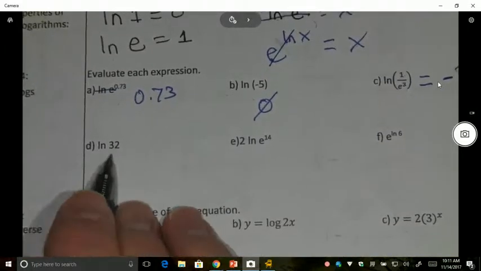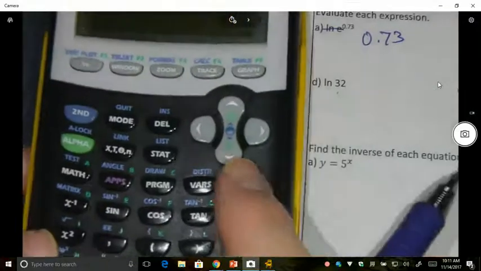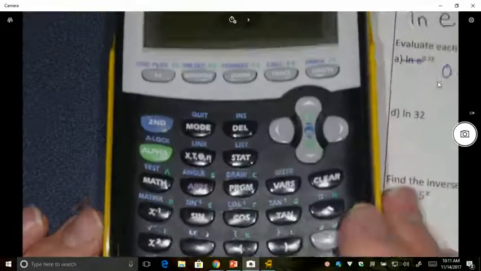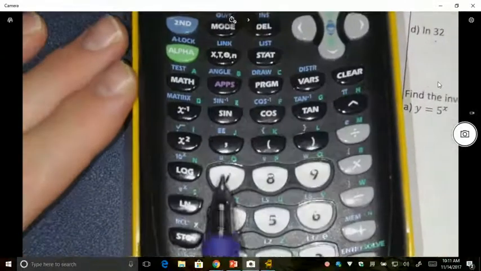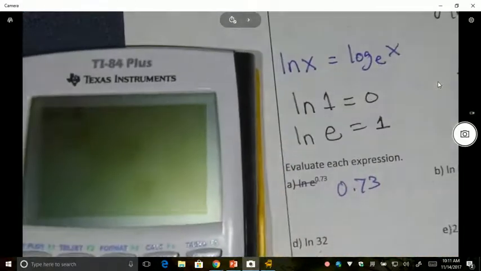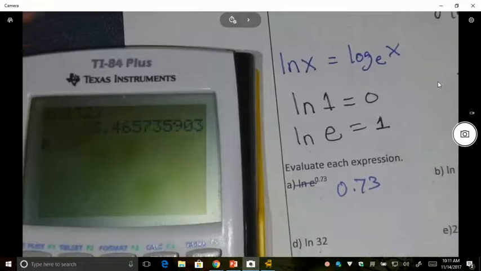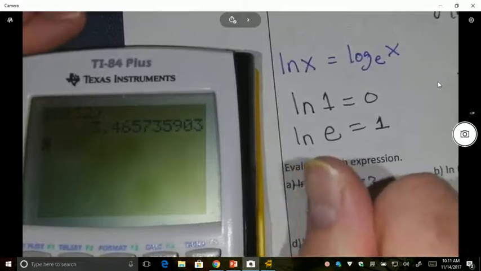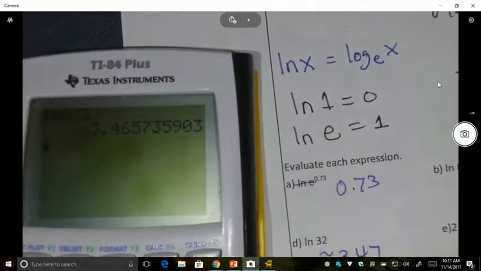Does 32 have a factor of e in it? No. e is irrational, so it's not going to go into 32. And so the only way to evaluate that is in the calculator. On the calculator, between the 4 and the 7 keys is an ln key for natural log. So you click natural log of 32 to get a decimal approximation, and that is 3.47. Was there a question over here? Okay, okay.